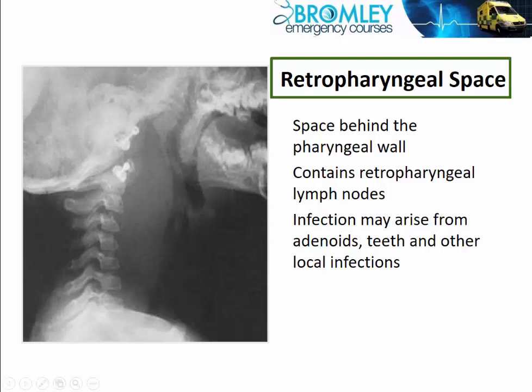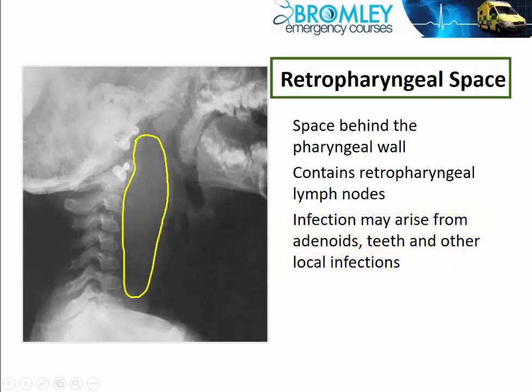As you can probably tell from this X-ray, this is in a child, and they are the commonest ones to suffer from retropharyngeal abscesses. So the space is behind the pharyngeal wall and within this visceral fascia, and it does contain a few structures. It contains the retropharyngeal lymph nodes, and that's where the problem comes from, because those lymph nodes can become suppurative from infection spreading from teeth, adenoids and so on, and then cause an abscess which spreads down the neck within the retropharyngeal space.